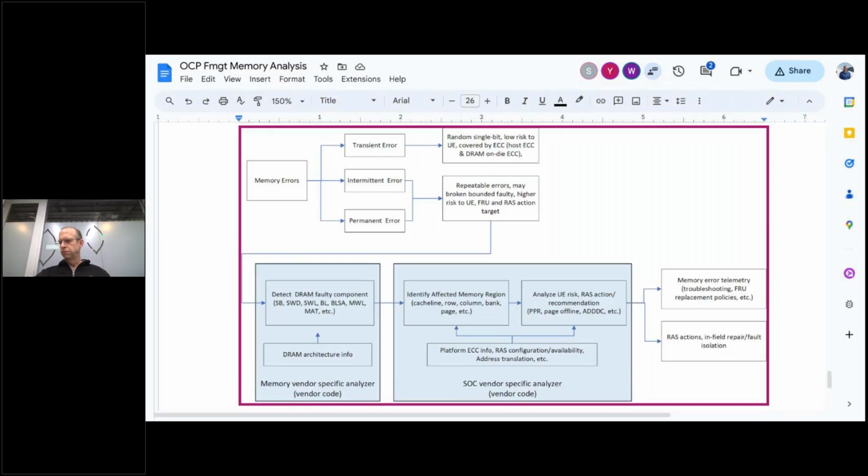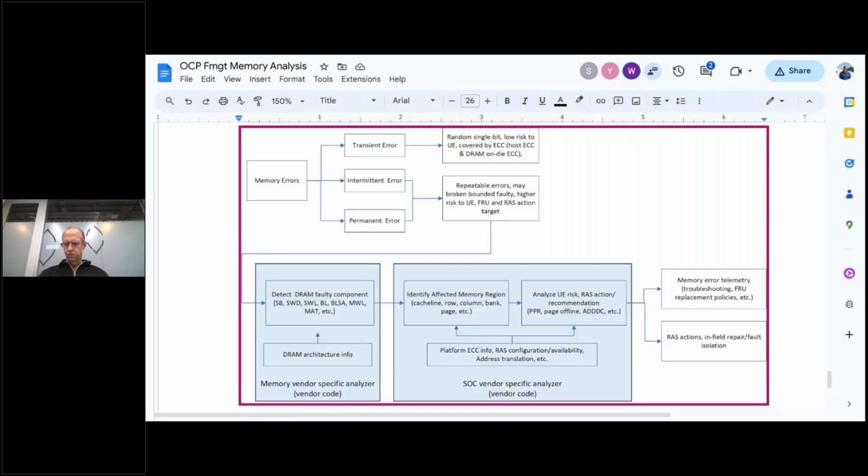In this part, if we know the underlying memory fault, we need to identify what the affected memory region will be from the system point of view: which cache line could be impacted, which row or column, or even which page. We also need to analyze, given a certain fault, what the risk of an uncorrected error is. Can we make some RAS action or RAS action recommendation based on the platform configuration and available RAS resources, either PPR, page level sparing, row level sparing, or ADDC?